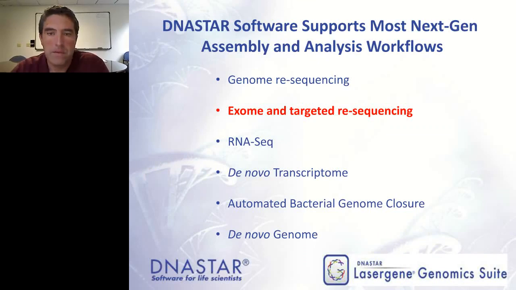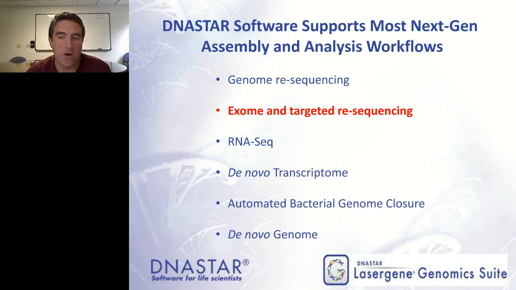The types of next-gen projects that we support are wide-ranging. They include genome resequencing, exome and targeted resequencing, RNA-seq, de novo transcriptome. This is just a partial list. We do things like viral integration sites and metagenomic assemblies. A real difference between SeqMan NGen, our assembler software, and say an open source program is that it's very flexible. If your needs are more diverse, if you're doing cancer analysis, plus some viral analysis or some other kind of microbial analysis, our software can accommodate all those different workflows. So it's really a solution that can take the place of many different assembly programs.